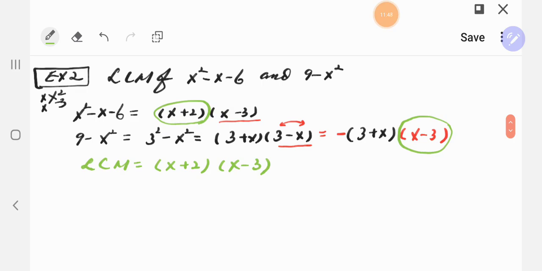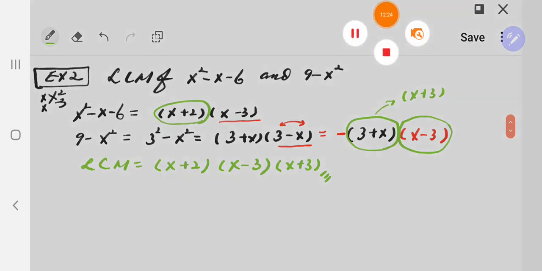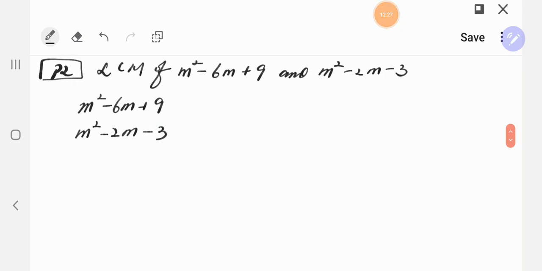And do we have another one? Yes, there's another one which is 3 plus x, and it is the only one. For this binomial 3 plus x, why don't we write x plus 3? Always write the variable term first. So x plus 3. So the LCM is the product of 3 binomials: x plus 2, x minus 3, and x plus 3. Okay, pause this problem, do it yourself, and then check your answer with this.